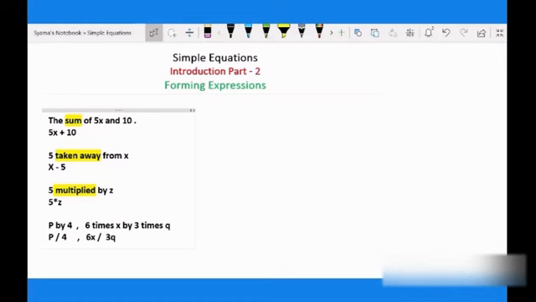Now, why do we not use a multiplication symbol between these two? Well, we can write a variable and a constant without using a multiplication symbol, like 3 into x can be written as 3x. So if we write a variable and a constant, we need not put a multiplication symbol in between.